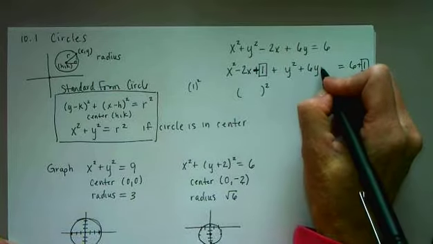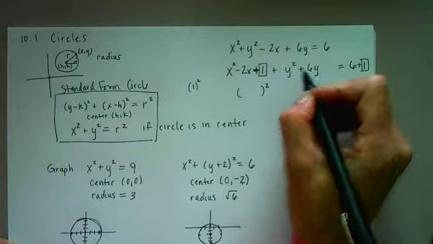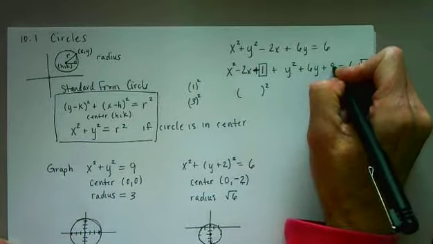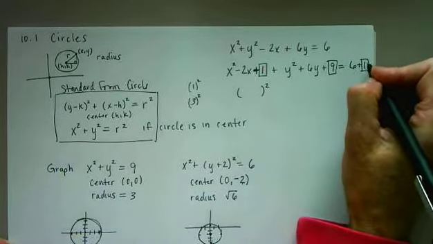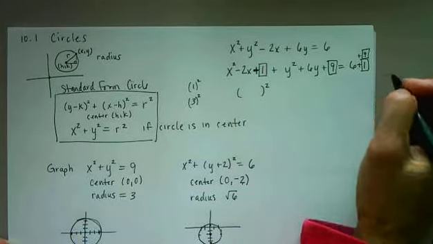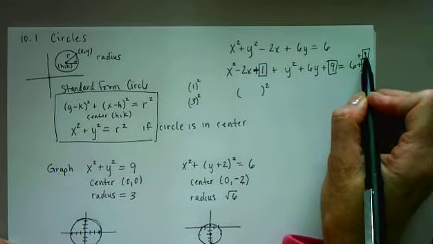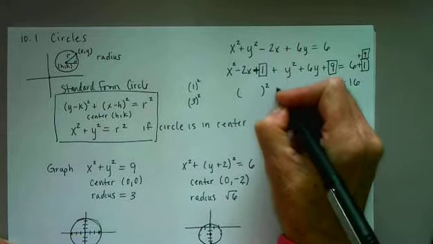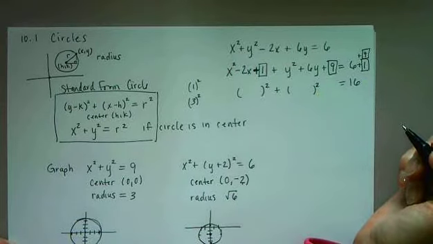Now I have to add something here, so we're going to do the same process. Half of 6 is 3, and 3 squared is 9. So I'm going to add 9 to both sides, and I'm going to stick that in, so I'm going to write it in parentheses, and I'm out of space, so I'm going to write that right there, but it should be right here if I had more room. So I have 6 plus 1 plus 9, so I have 16 over here. That's nice. And right here, I'm going to have y plus something or minus something squared.